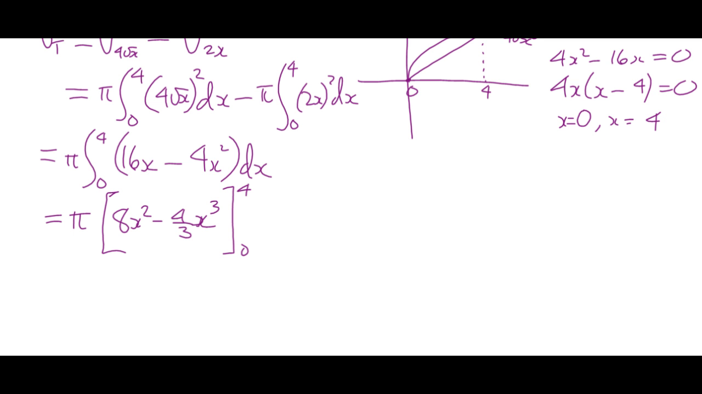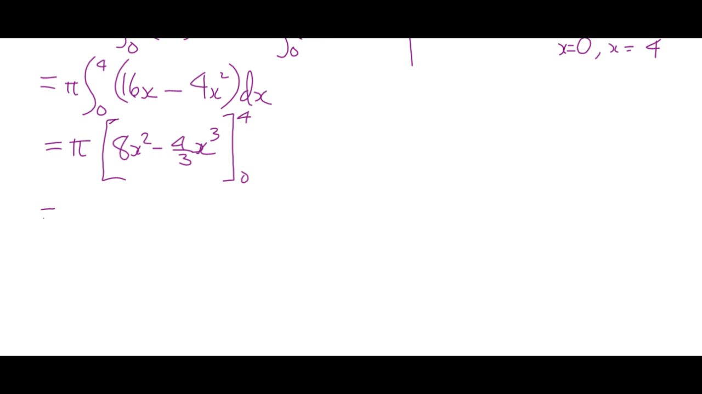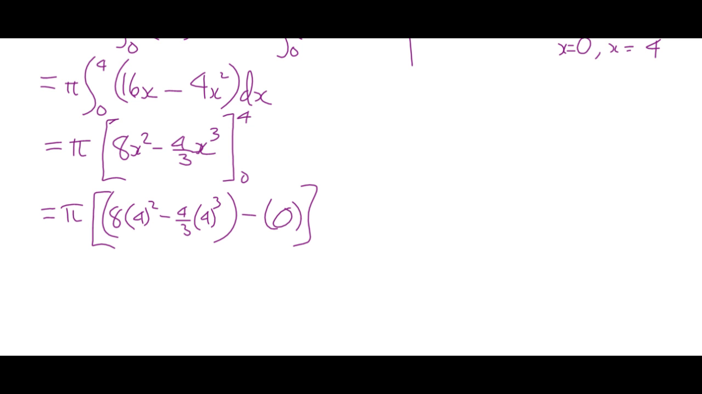Okay, so we just plug in. And the 0 is just going to give us a 0, right? So both of these terms have x's. Pi, so 8 times 4 squared minus 4/3 times 4 cubed minus 0. I'm going to throw that in just to say, look, I really did do this. And I guess we could do a little more detail. Okay, 0 minus 0. Well, 8 times 0 squared minus 4/3 times 0 cubed.